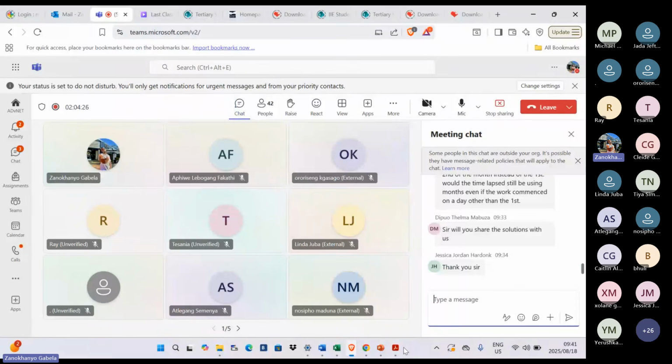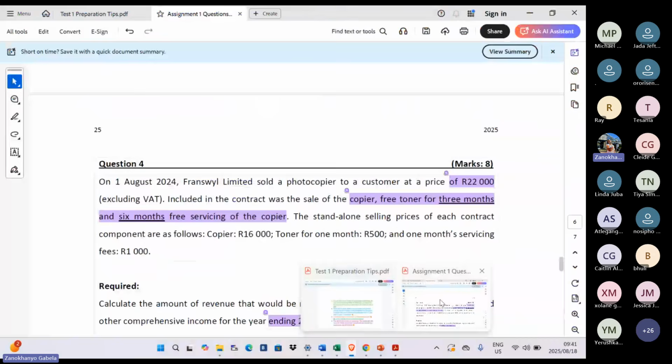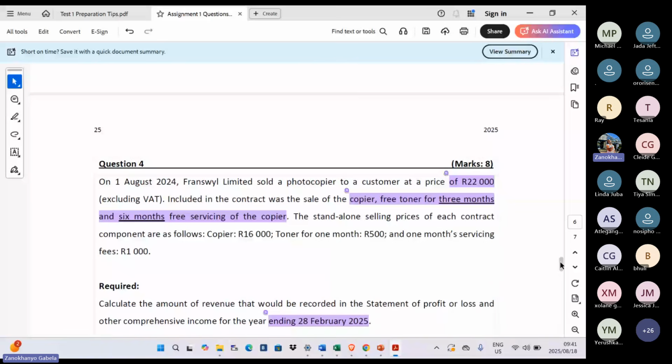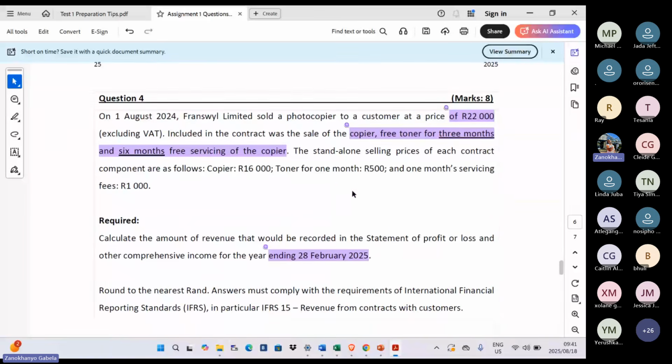Let's go and check the next question, which is now question number 4. They say that on 1st of October 2024, France Limited sold a photocopier to a customer at a price of 22K. Included was also a free toner for 3 months and 6 months of free servicing.